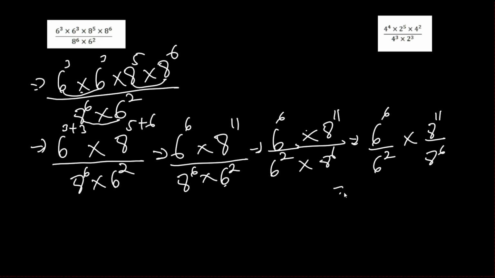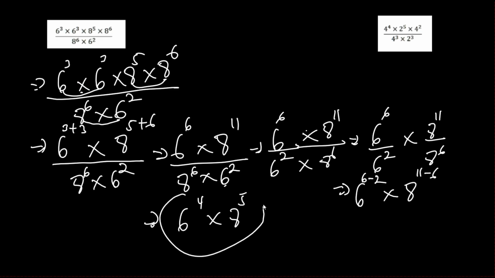So now over here, the division law or the quotient rule says that when the bases are the same, you subtract the powers. So the bases are the same, which is the 6 and then the 8. So you're going to subtract the 2 from the 6 and also the 6 from the 11. So you just choose any one of the 6's. So 6 and then 6 minus 2 times over here 8 and then 11 minus 6. Now over here 6 minus 2 is 4 times 8, 11 minus 6 is 5. So our final answer is 6 raised to the power 4 times 8 raised to the power 5.